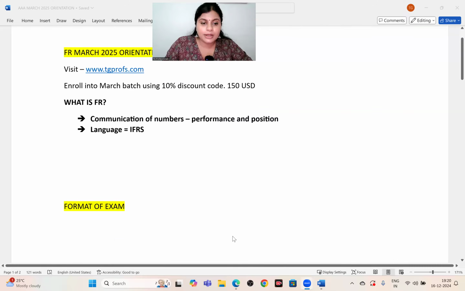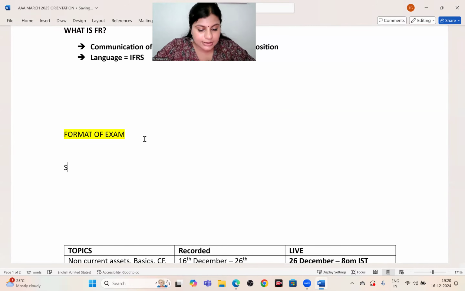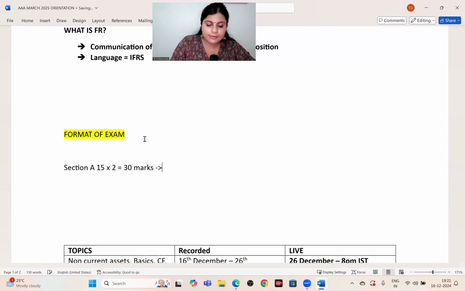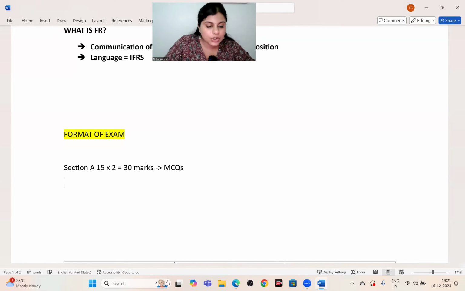So what exactly is the format of the exam? Let's see the format of the exam. In our exam, there is a section A, section B, and section C. In section A, I will have 15 questions worth 2 marks each, MCQs, 30 marks. These are basically MCQs only, and they are independent from each other. Question number 1 is independent from question number 2. Question number 2 is independent from question number 3. They have different pieces of information. Then we have section B.